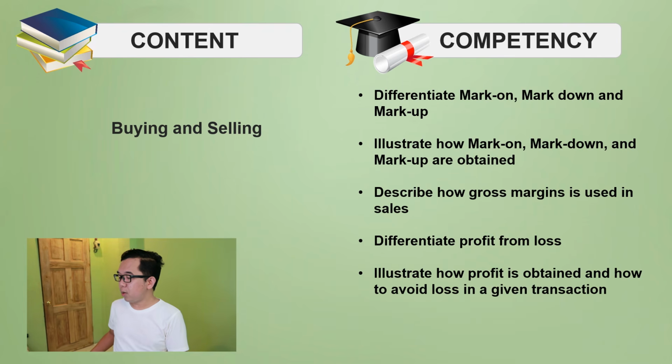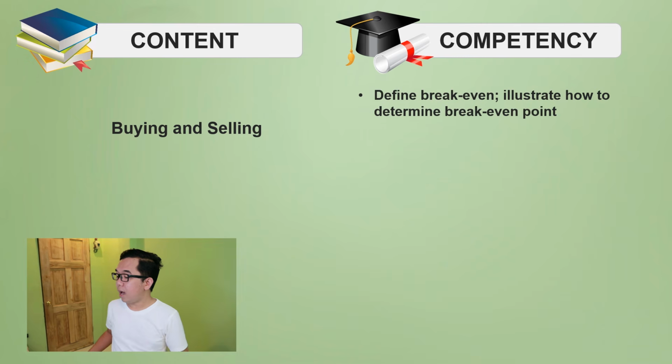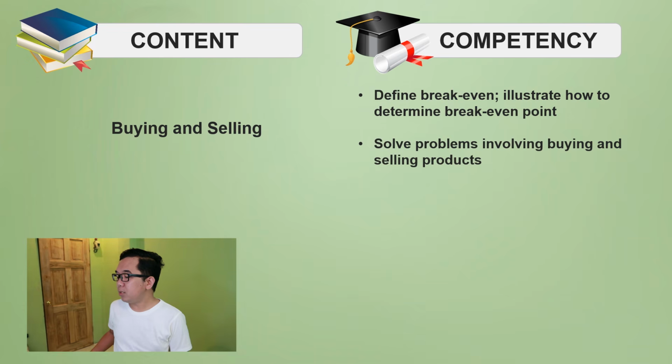Now, as an ABM student, you also need to illustrate how profit is obtained and how to avoid loss in a given transaction. So, paano ba nakukuha yung ating profit and paano ba in a specific situation, paano ba nakakakuha ng loss sa isang business transaction. Another topic still, sa buying and selling, you have to define what is break-even, illustrate how to determine break-even point. So, ano ba yung break-even na yan when it comes to buying and selling? So you also need to solve problems involving buying and selling products.